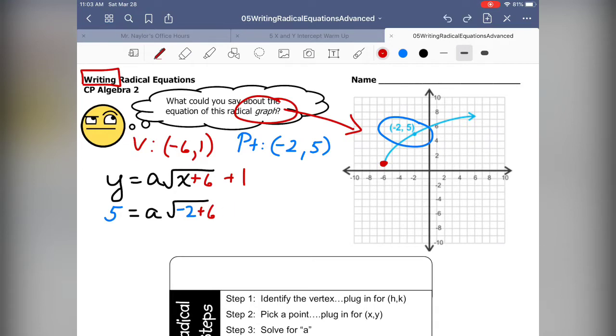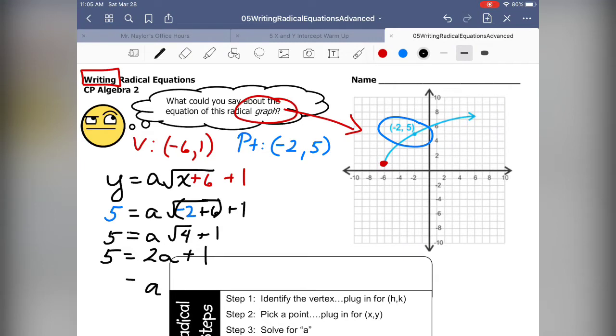So we're taking the point, we're plugging it in, and ultimately we will then be able to solve this equation for a. Now, when you solve this equation for a, you just work out the math. In other words, the -2 plus 6 is going to come out to be 4. So we're going to be taking the square root of 4, which of course comes out to be 2, which really gives us 2a. And we're only a little bit of math away from knowing that a would equal 2.